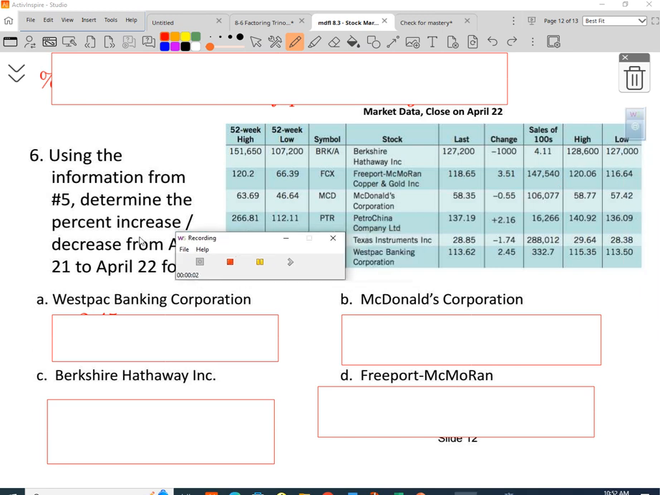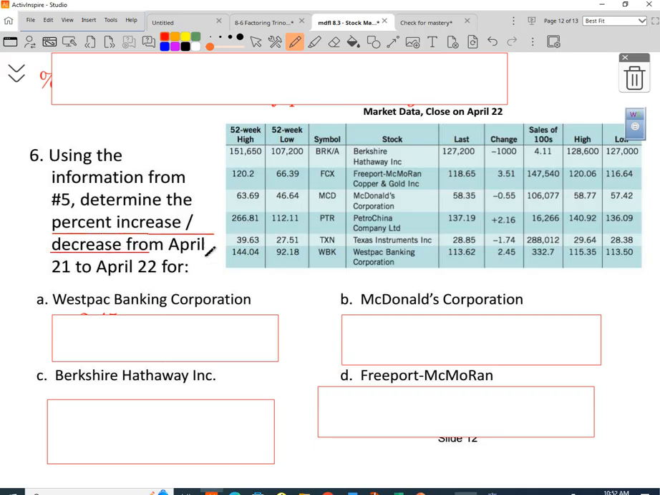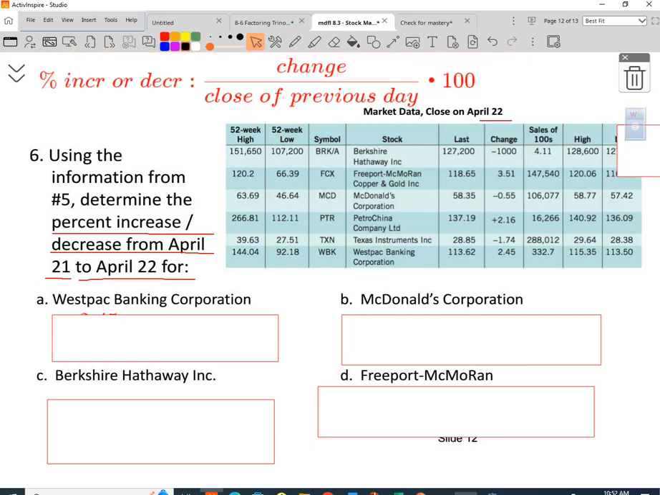So we are just finishing up our 8.3 notes on stock market data. We are going to be finding the percent increase or decrease from the previous day, April 21st, to the current day, April 22nd. Make sense? Okay. And so this is the formula for the percent of increase or decrease.